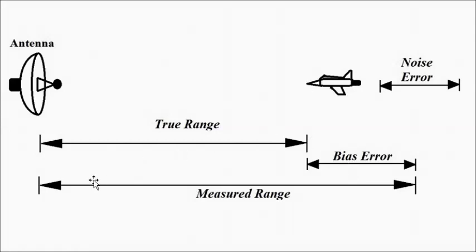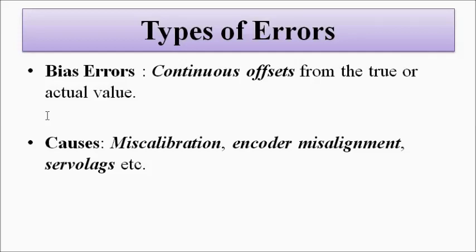The difference between the measured value, the measured range in meters, and the actual range, the true range, the fixed difference between the two, is called the bias error. The bias error happens because of miscalibration of the equipment, encoder misalignment, servo lag. There are various other reasons because of which bias errors occur.